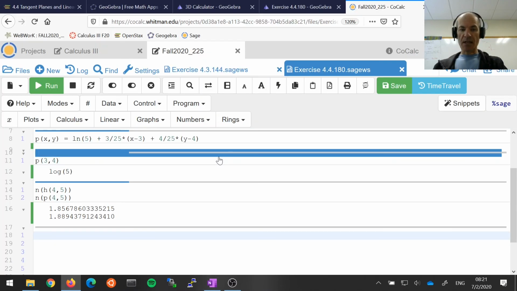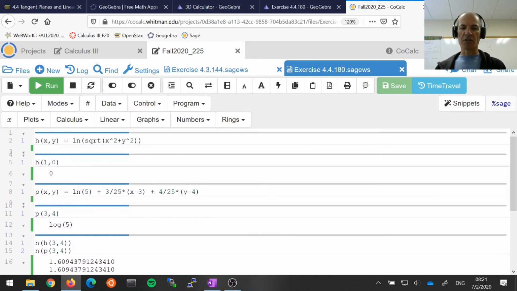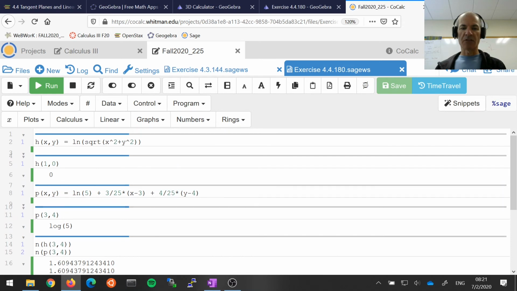And just to double check, we would expect the two functions to actually agree perfectly at the point of tangency. So if we put (3, 4) in for both of these, we get perfect agreement. And that makes sense, right? That's by construction, because this leading term right here in the tangent plane is literally h of (3, 4).